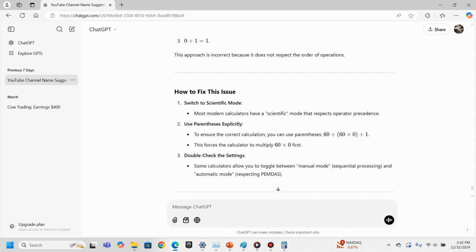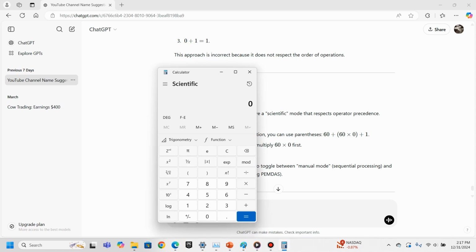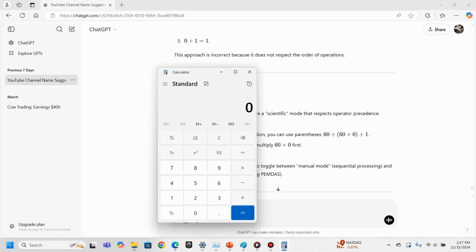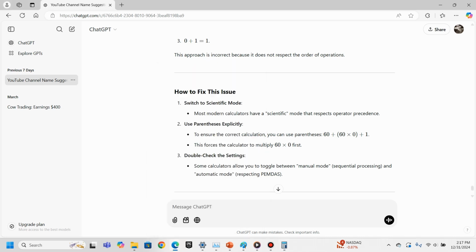Now, most modern calculators, and that's not always true either. Your dollar store calculators are not necessarily going to have a scientific mode. But ones that do, they do respect operator precedence. Now you can also use parentheses explicitly. So if your calculator has that ability, standard mode, I don't see any on this one. I don't see any parentheses at all. So I don't see that option.